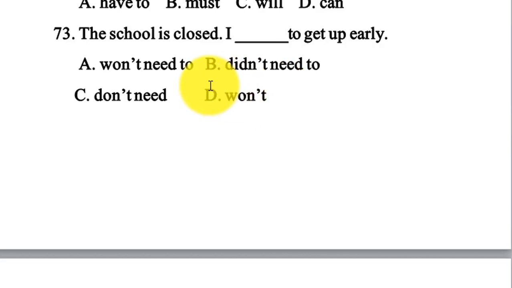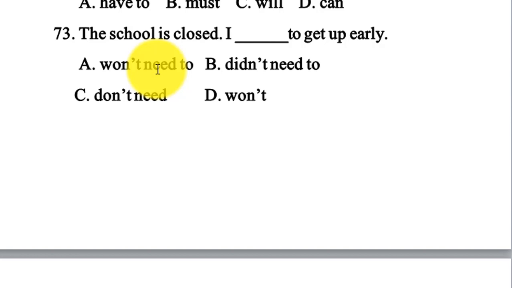Modal verb plus will not, just the school is closed, which is simple present active voice. So B cannot be the answer. Anyway, take time. Before I'm going to give you a clue how you are going to answer the question, first you have to just use your experience and try to answer it, and then next I will give you some.